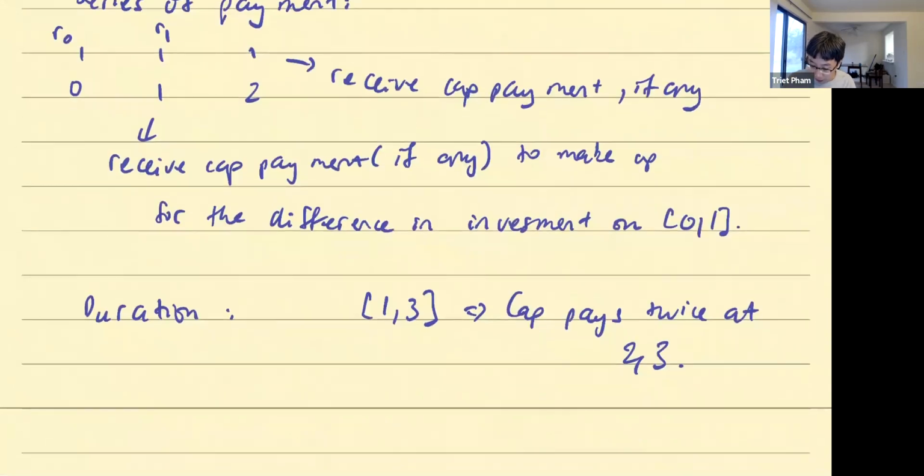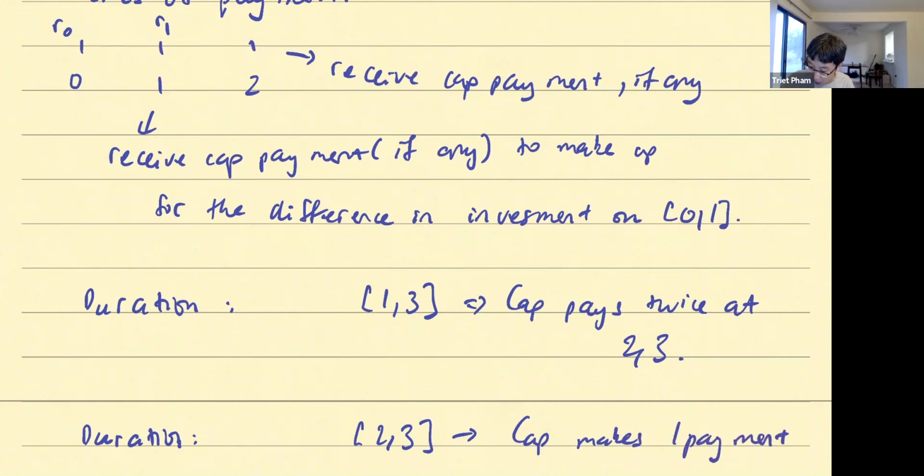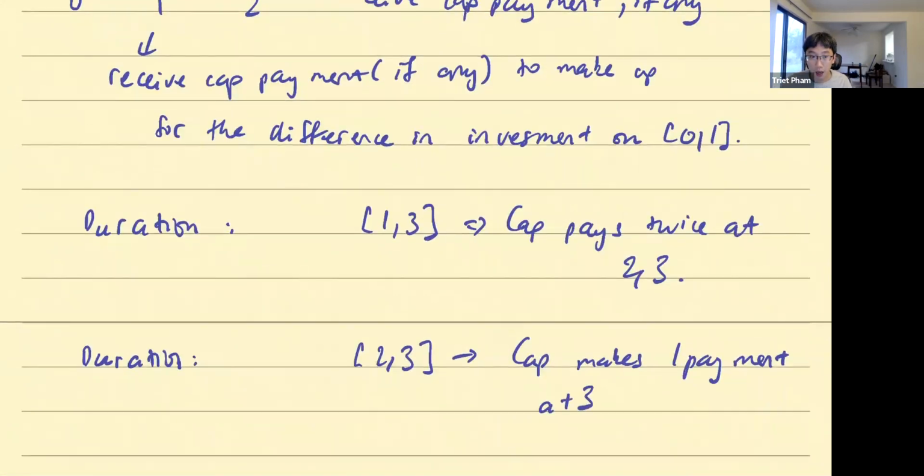And if the duration is, let's say, 2 to 3 or 1 to 2, then the cap only makes one payment, at 3, and in this case, it's called a caplet. Is that okay? A caplet is a cap payment. It's a cap for a 1-period investment.